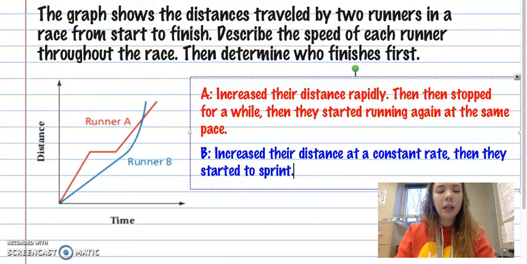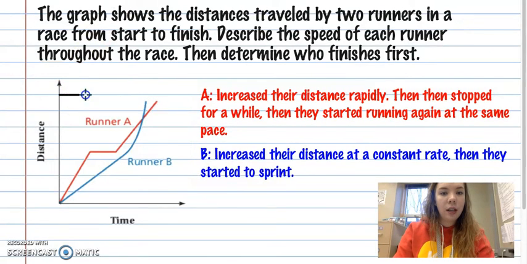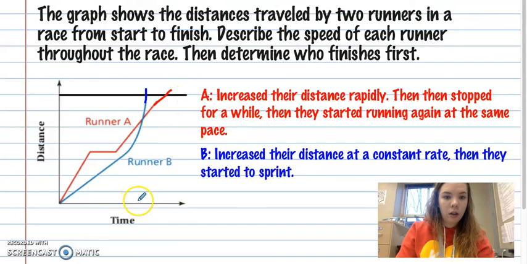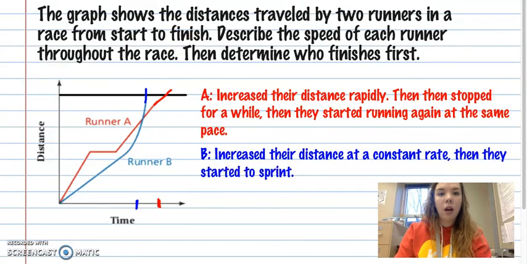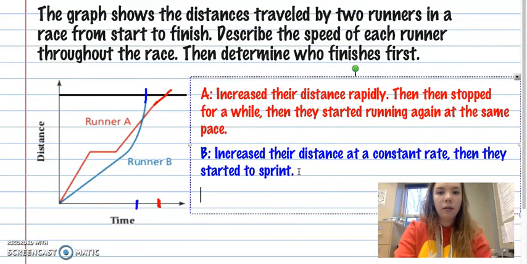All right? It says determine who finishes first. So let's say that this was the finish line right here. If I continue on these two little lines with their trends, runner B would finish first because they have less time than runner A. All right? So like if you draw this straight down, they finished at this time. Runner A finished at this time. Less time means you finished first. So then if we add on to this, runner B finishes first.